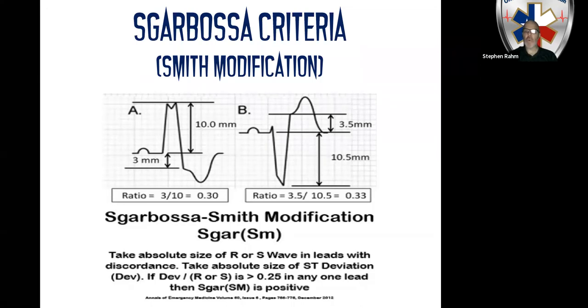In the example on the right, you have predominantly an S wave. You have a little R, big S wave. So you have some discordant ST elevation because your ST segment is going up. And in this case, 3.5 millimeters of ST elevation as measured at the J point, and a 10.5 millimeter deep S wave. 3.5 into 10.5 gives you a 33% difference. So your ST segment elevation is 33% the depth of the S wave. So that would also meet the definition of excessive discordance.